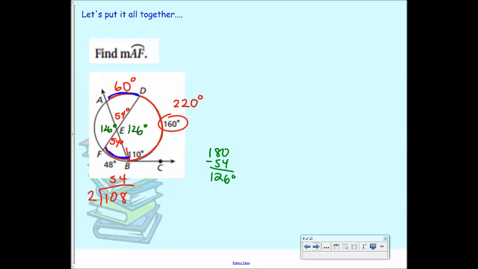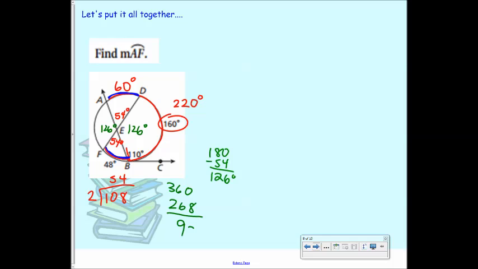360. And don't I have this and this? 48 plus 220? 268. So then what would I do to figure out this missing piece? 360 minus 268. 92. So AF must be 92.